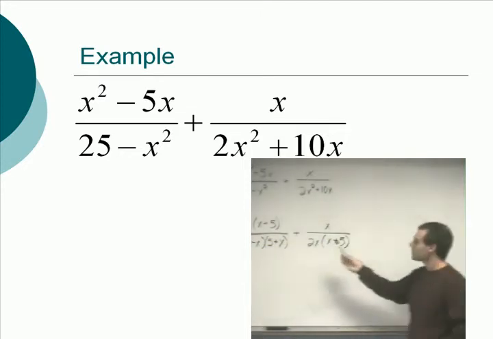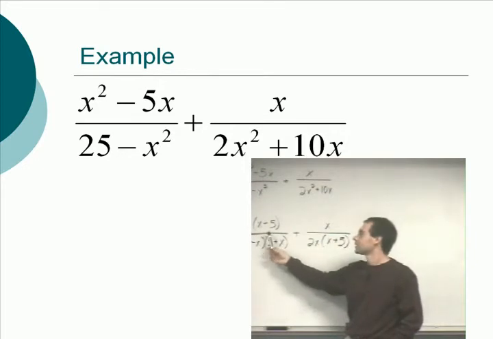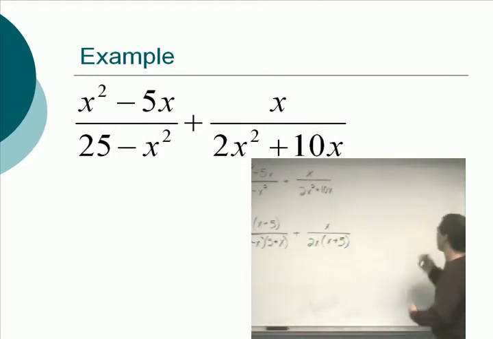Is x minus 5 the same as 5 minus x? No, not. They're similar, but they're not the same. For example, is 3 minus 5 equal to 5 minus 3? No, they're not. This one's negative 2, this one's positive 2.